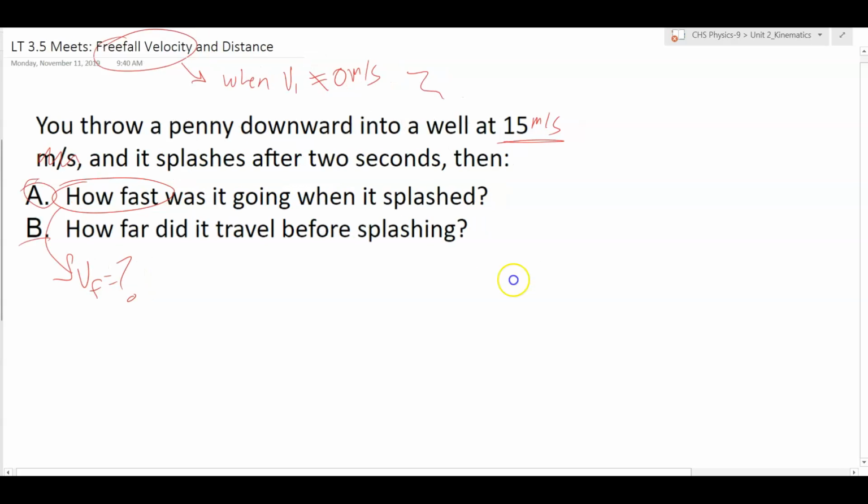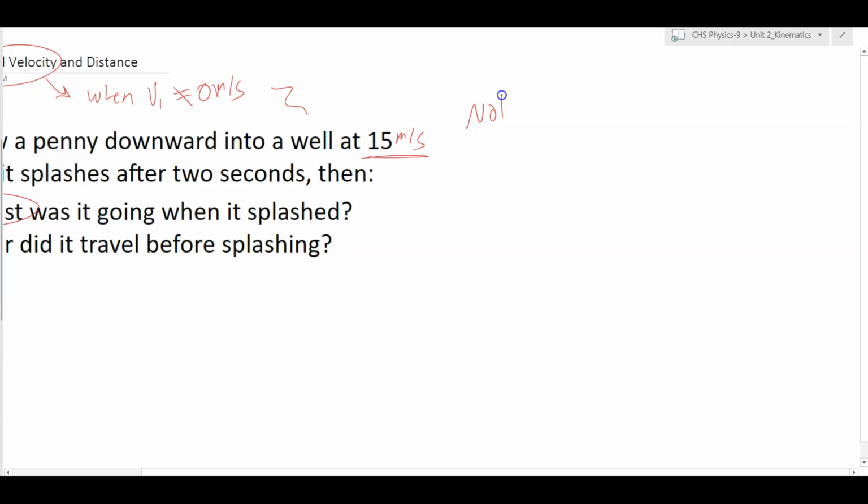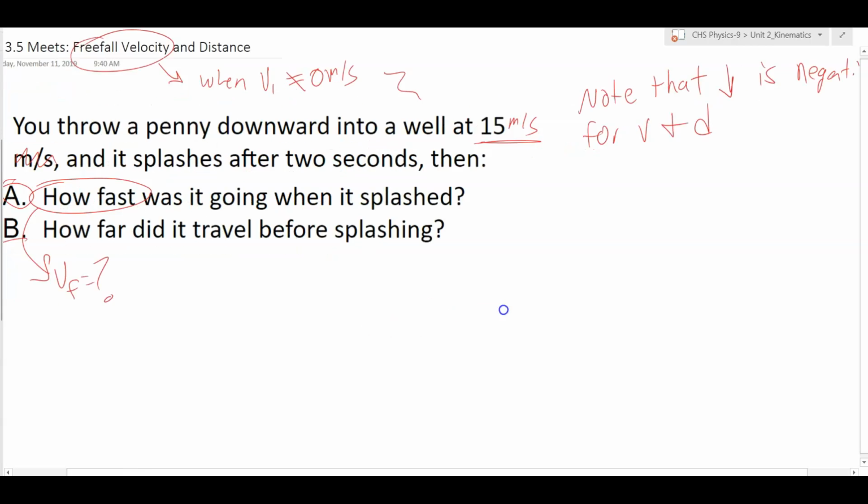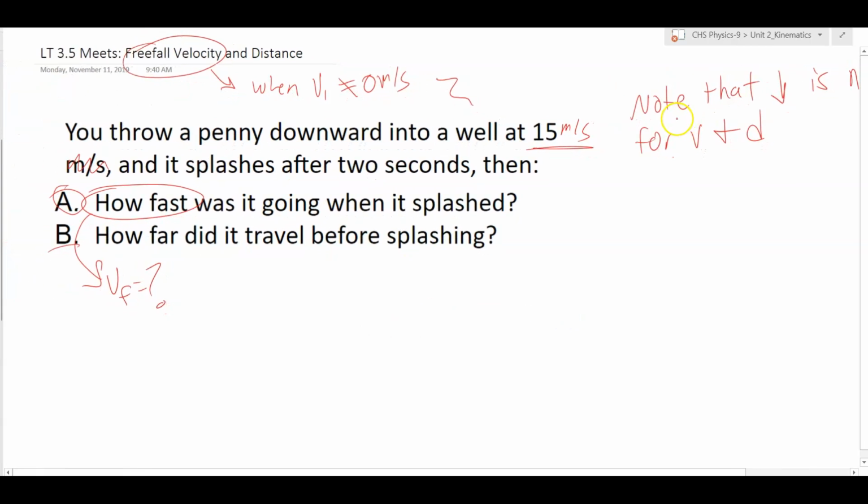Now, one thing that you should note: down is negative for velocity and displacement or distance. So notice here that you throw a penny downward into a well, so this is where we have to start being careful about these things, because if you don't incorporate the negatives, you'll certainly get a wrong answer.